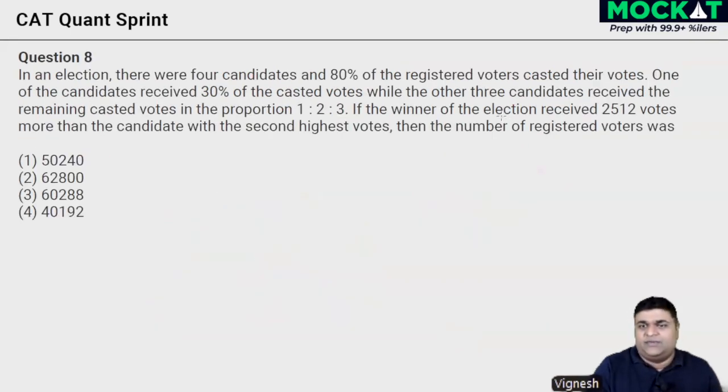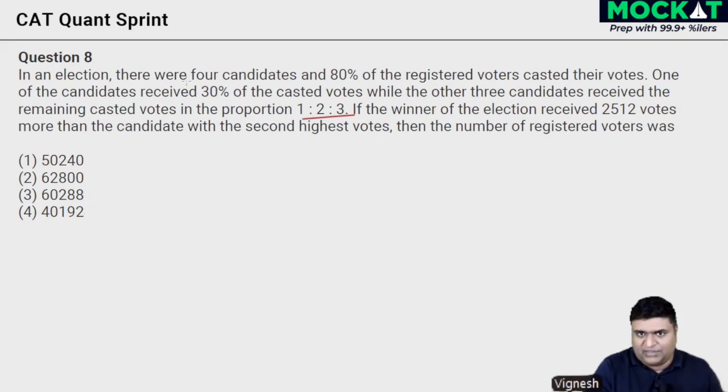In an election, there were 4 candidates, and 80% of the registered voters casted their votes. One of the candidates received 30% of the casted votes, while the other 3 candidates received the remaining casted votes in the proportion 1:2:3. Right? So this is a CAT question, one of the tougher ones which turned up that year. If you have the right structure, it's going to be easy, right? Now, what's asked over here: if the winner of the election received 2512 votes more than the candidate with the second highest votes, then the number of registered voters was how much, right? And some big numbers over here.